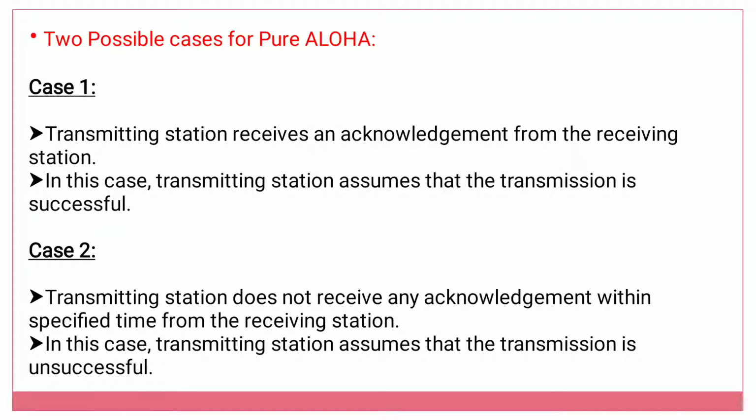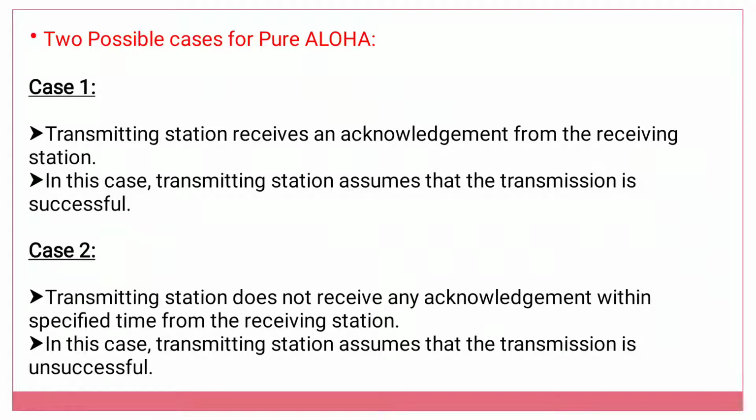What does it mean that the transmitting station receives an acknowledgement? Sender and receiver are there. If the sender sends the data, the receiver side receives the data, and we need to receive the correct and meaningful data only. If it is corrupted, then it will send a negative acknowledgement. Otherwise, sometimes the data is lost in the middle, then the receiver does not receive any data and will not send any acknowledgement. So when the sender receives the acknowledgement, the transmitting station assumes that the transmission is successful.